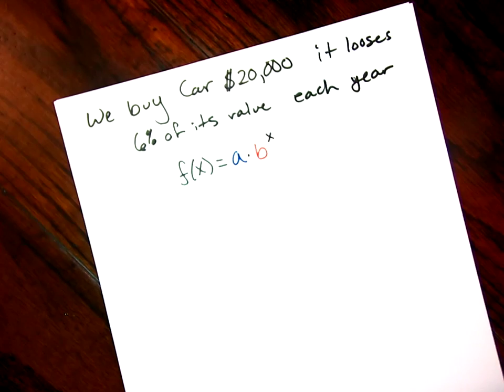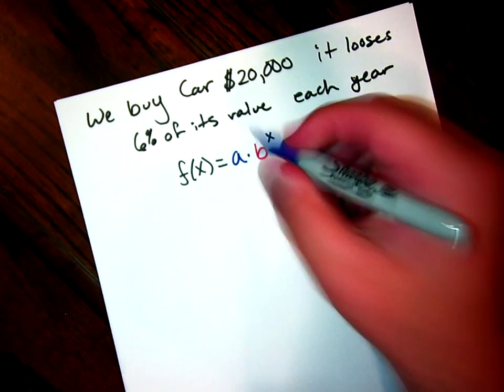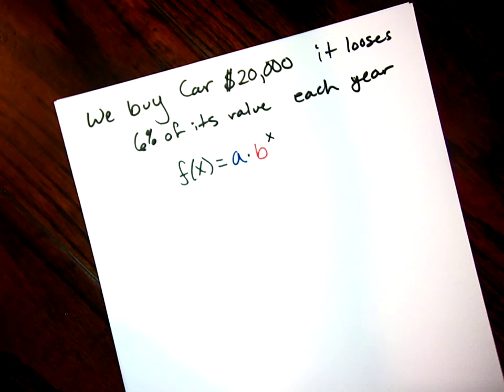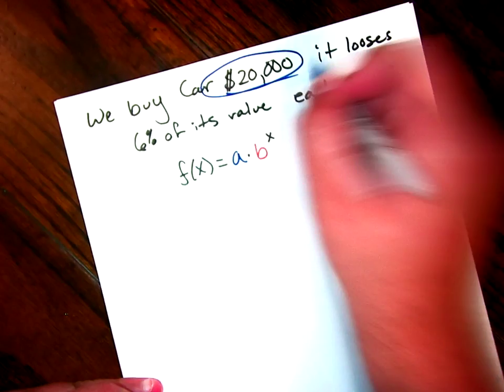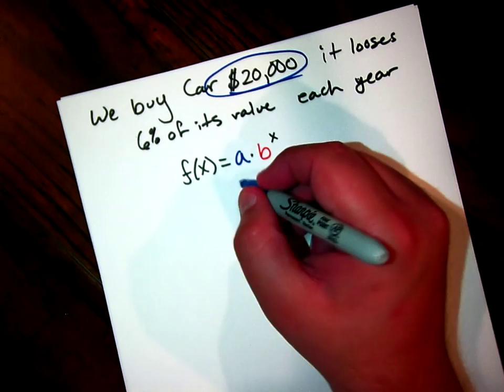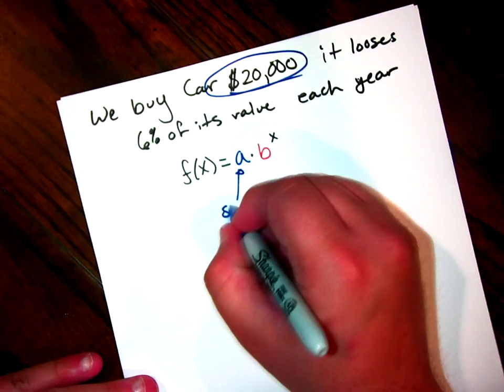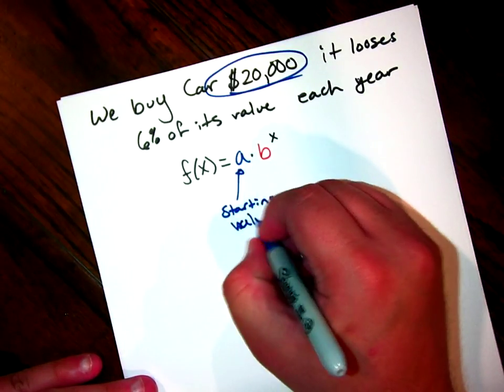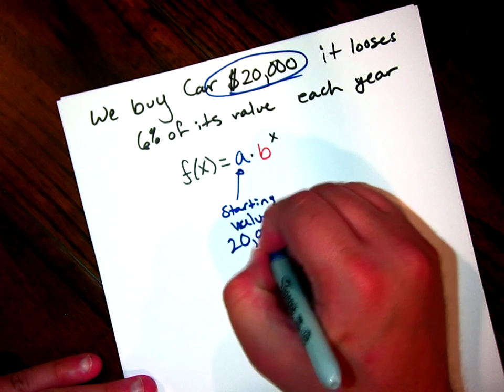Well, let's look at a. What is a? a is the starting value, the y-intercept. And what do we start with? How much money did we spend on that car day one? We spent $20,000. So a here, the starting value, is 20 grand.